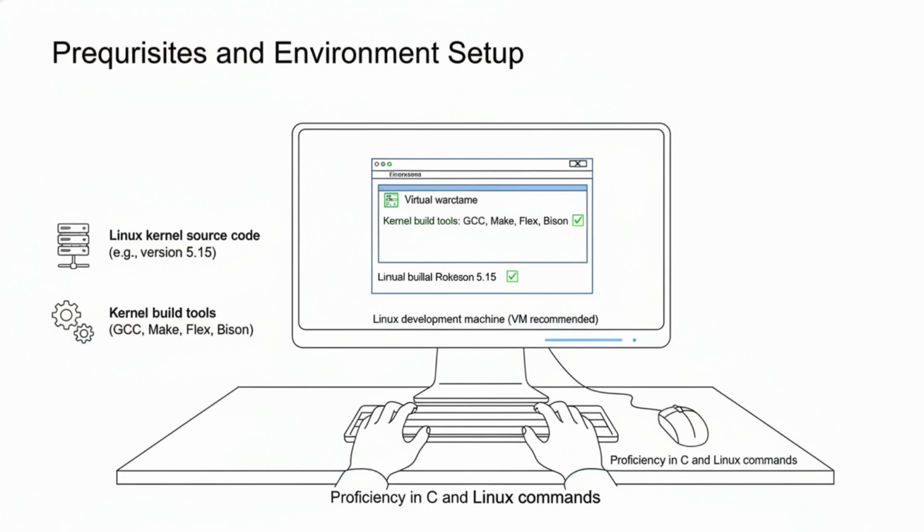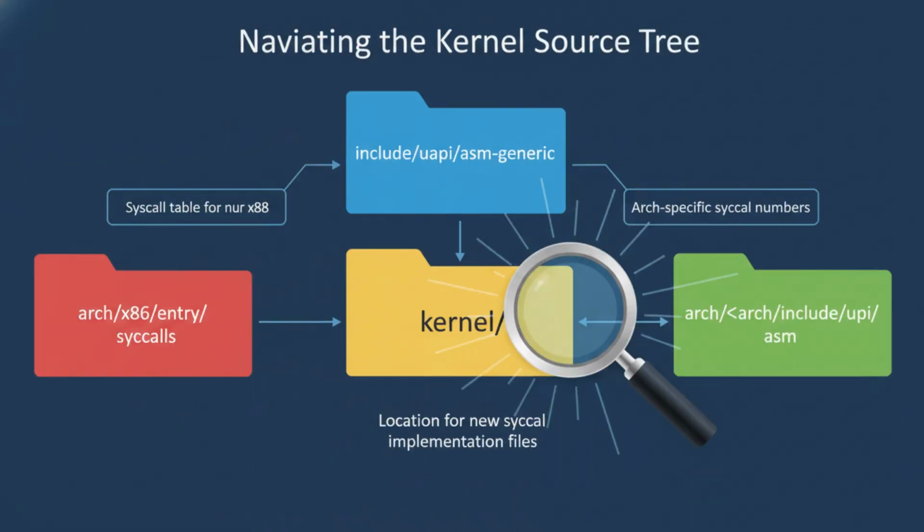Setting up a dedicated VM and ensuring you have the exact kernel source code will save you significant headaches later on. The Linux kernel source tree is vast, but we only need to focus on a few key areas for custom system calls. The arch directory contains architecture-specific code. You'll typically be looking at arch/x86/entry/syscalls for x86 systems.